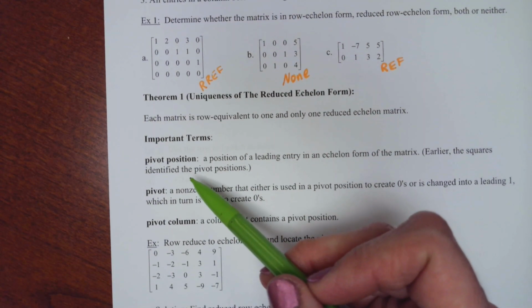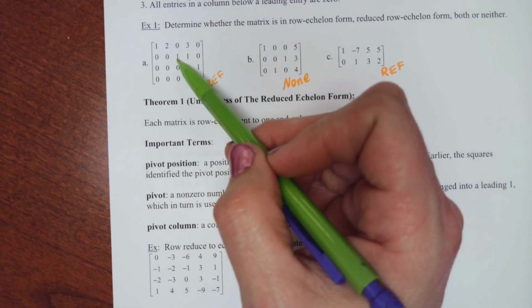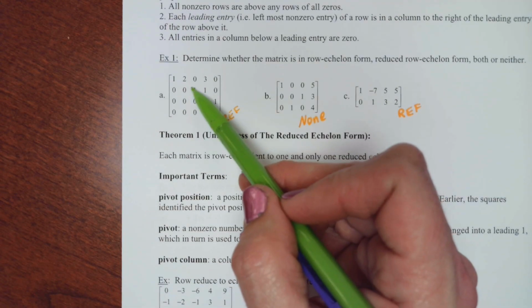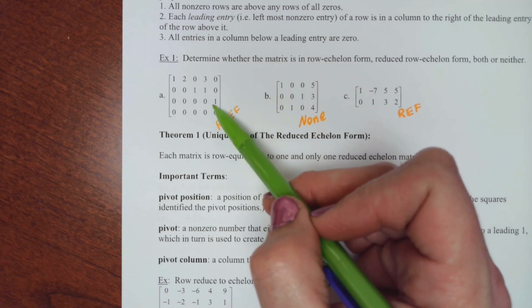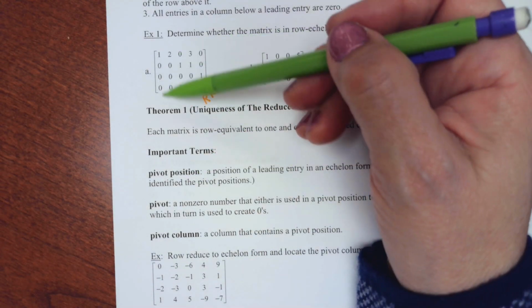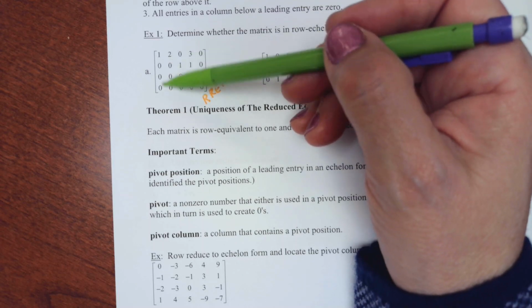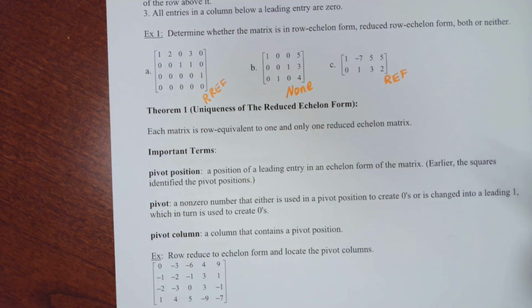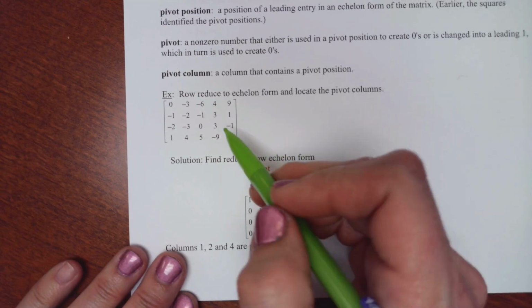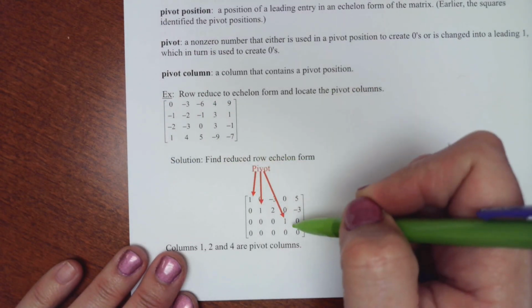All right, so important terms, pivot position. A pivot position is basically your first non-zero item in the row, that's called a pivot. So there's a pivot right there, there's a pivot right here, here's a pivot spot. So a pivot position causes you to get a pivot column, right? So this is a pivot column, that's a pivot column. And the pivot is just a non-zero number that is in the pivot position. Okay, so what's going to happen is you're going to reduce everything.